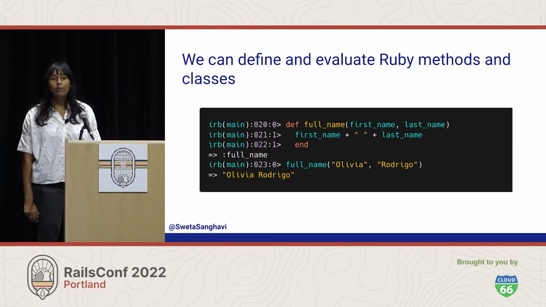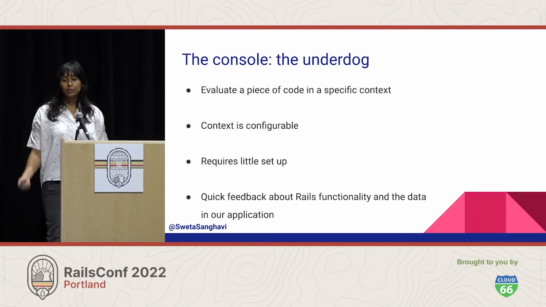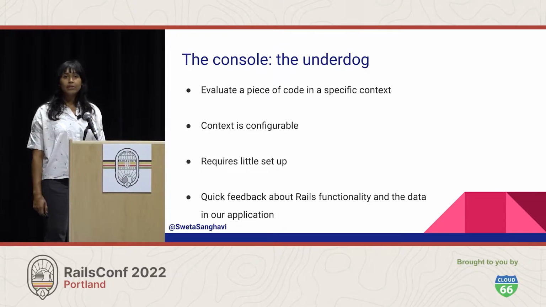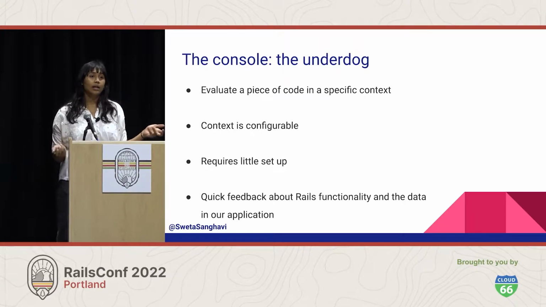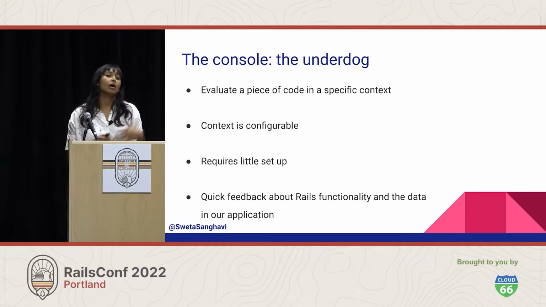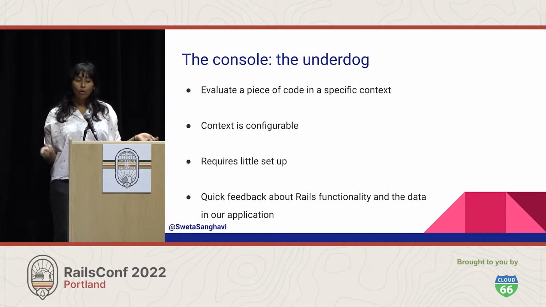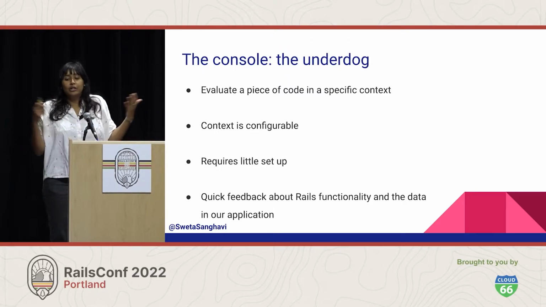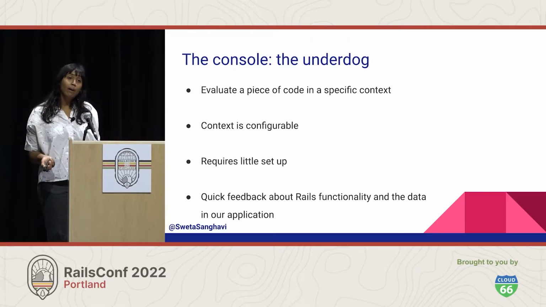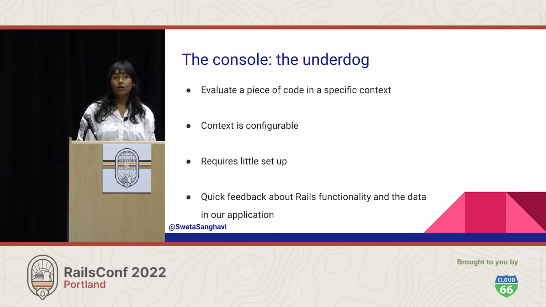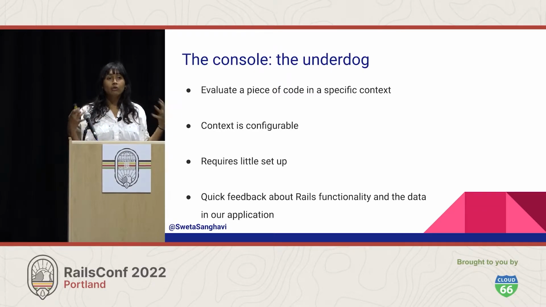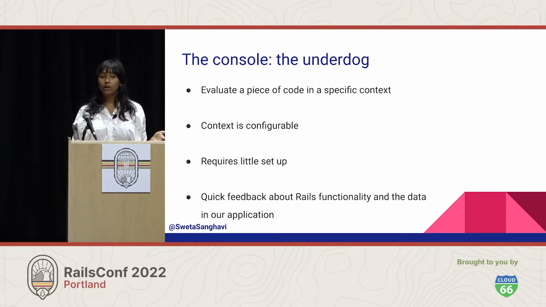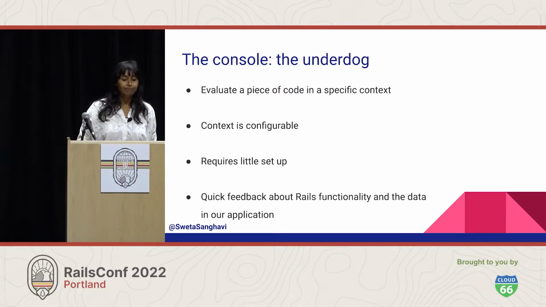So let's talk about why the console is such an amazing tool. Well, it allows us to evaluate a piece of code in a specific context. We're able to really zone in on a method or even a class that we're wanting to learn more about. It requires very little setup. You kind of get it right out of the box, and that context is configurable. You can define classes, methods, variables, other things you need to support your exploration of your application.